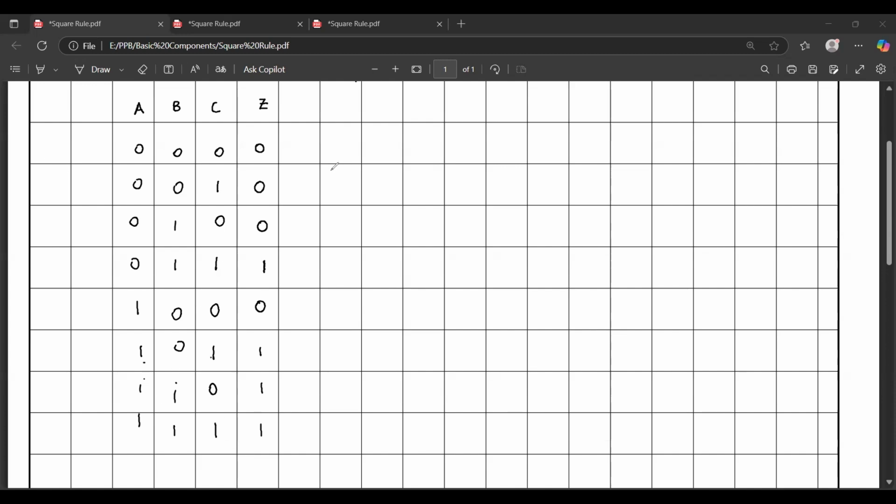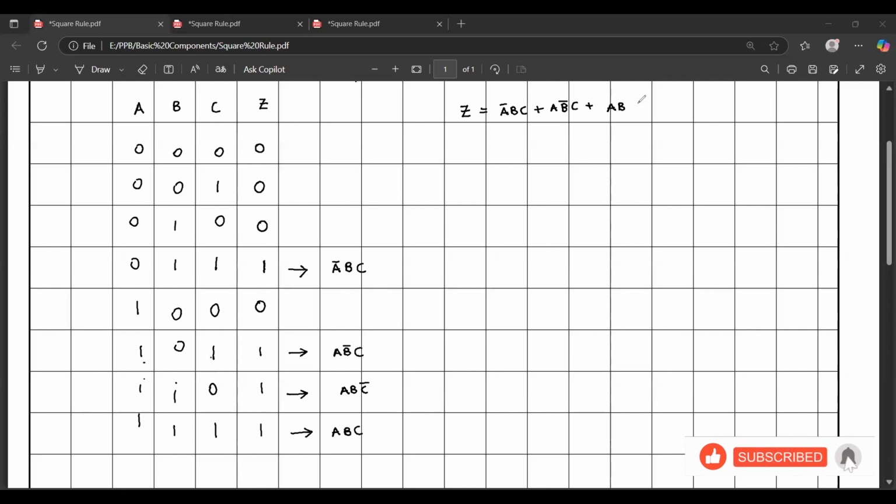Now we can write down the min terms first. This is a min term A bar B C. This is a min term A B bar C. This is another min term A B C bar, and this is another min term A B C. So what is the expression? Z equals A bar B C plus A B bar C plus A B C bar plus A B C.